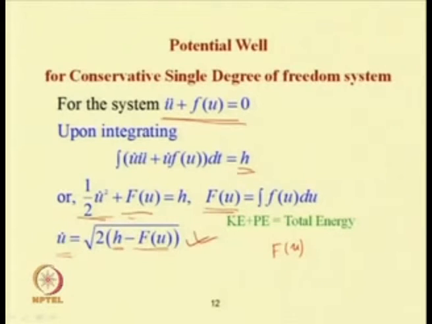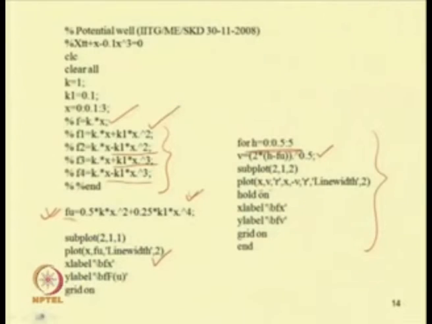So, for a particular value of h, if f(u) is less than h, then we will have two velocity terms, and if h is less than f(u), then this term becomes imaginary and the flow will not exist. That means we have to take f(u) less than h, the total energy. If you are taking a potential function which is greater than h, then the system response will not be there.